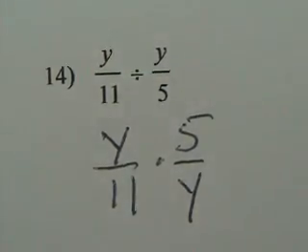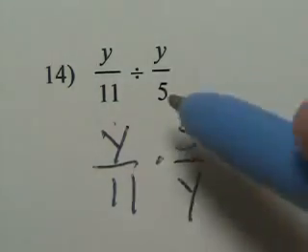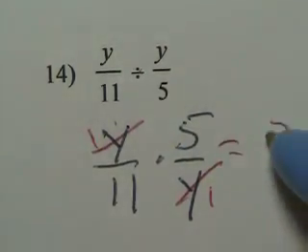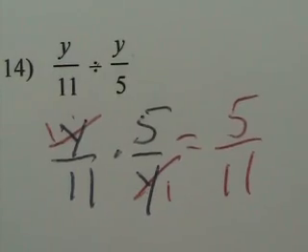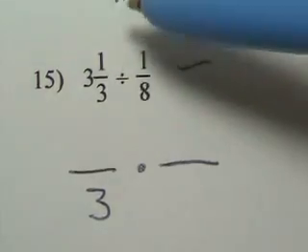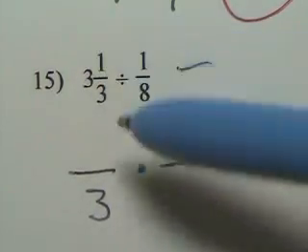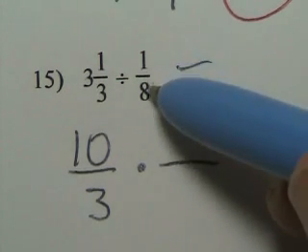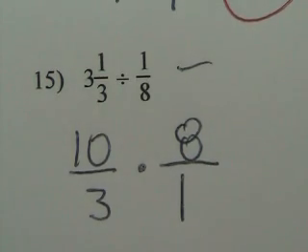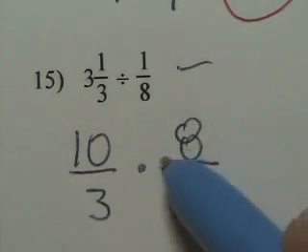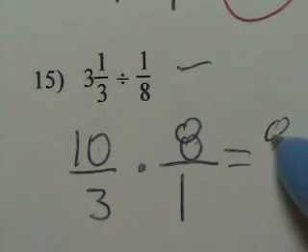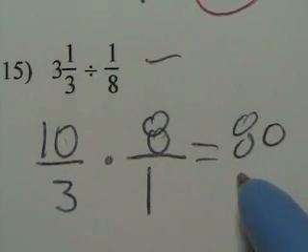On number 14, you'll notice that the y's can cancel each other. There's one on top, one on the bottom, because I freeze, change, flip. So my answer is just 5 over 11. Number 15, that's 3 times 3 is 9, plus 1 is 10. Now I can just flip it right now. It's going to be 8 over 1. Freeze, change, flip. And I cannot do any reducing, so it looks like I have 8 times 10, that's 80. 80 over 3.